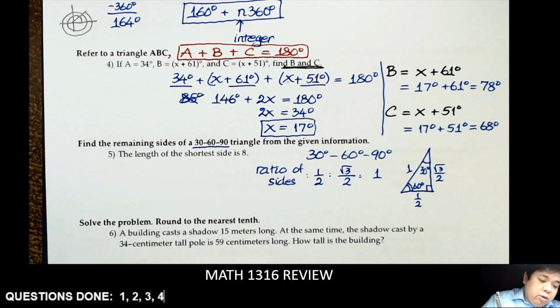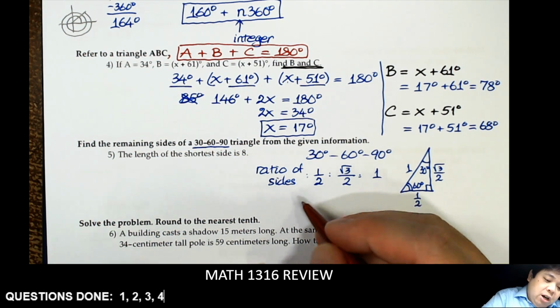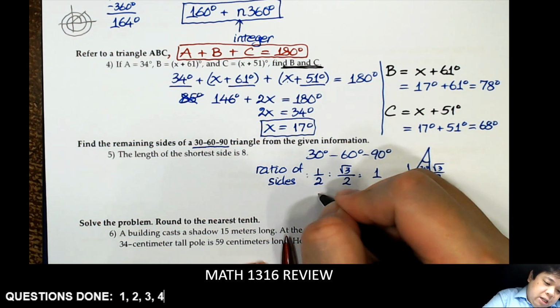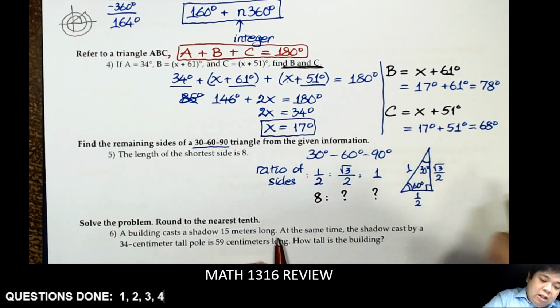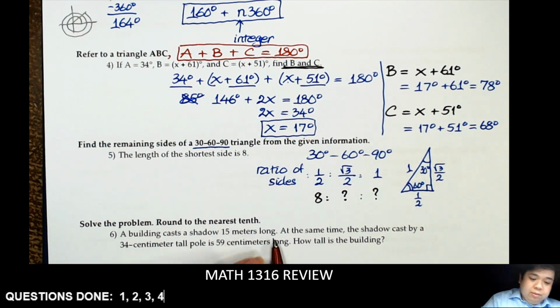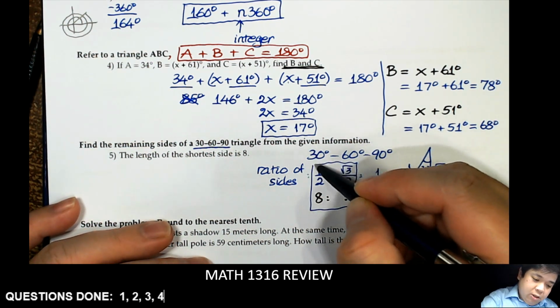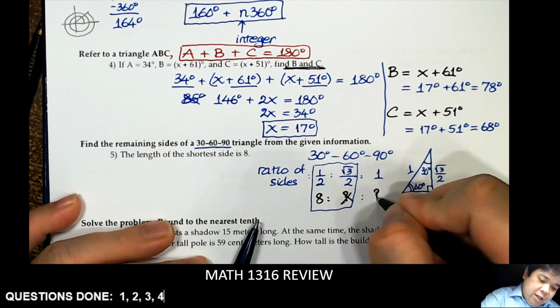In our example, the shortest side is corresponding to the 30 degree angle. It's going to be 8. So this is 8. We're going to need to find the other two sides. Alright, so this should be simple. We just take the ratio. For example, we take this ratio. Let's call this an x, and this is y.